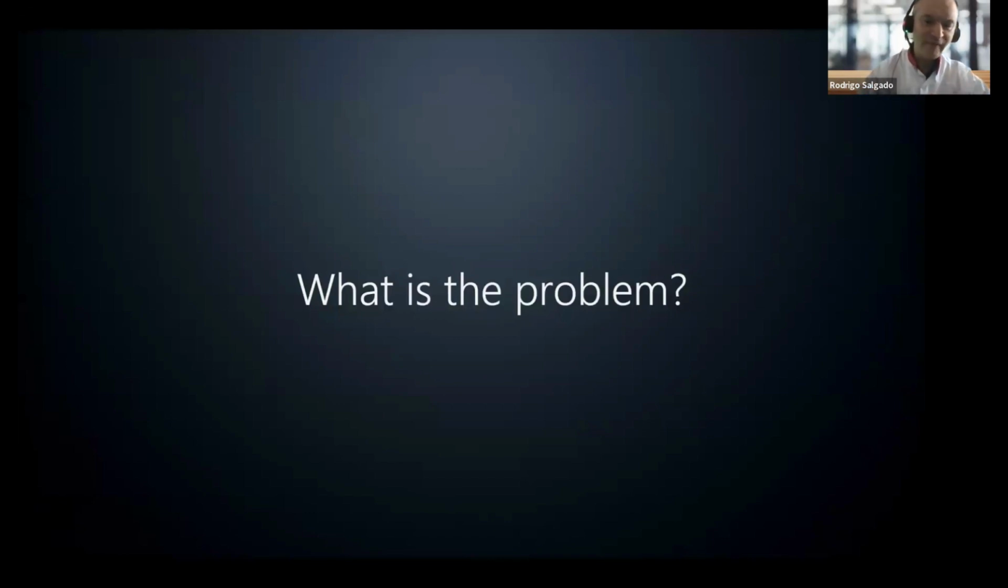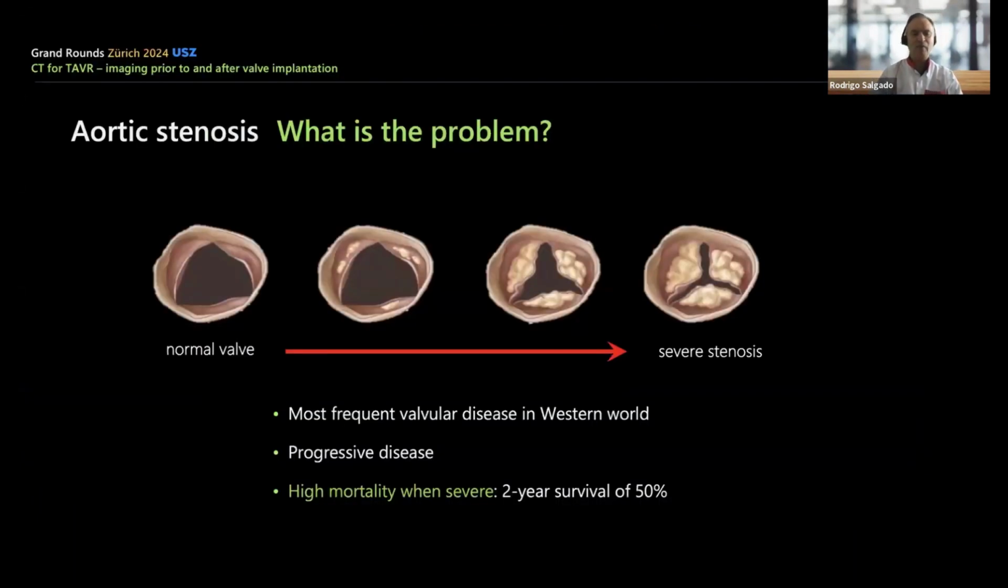So let's start at the very beginning, because we have a patient and that patient has a specific problem, and that problem is aortic stenosis. Now, aortic stenosis, as you see here in the illustration, evolves from a normal valve to a severe stenosis, and is the most frequent valvular disease in the Western world. What you maybe don't know is that aortic stenosis is a progressive disease with a very high mortality. A 2-year survival of 50%, meaning that when you have severe clinical symptomatic aortic stenosis, there are some people with metastatic cancer that have even a better prognosis.